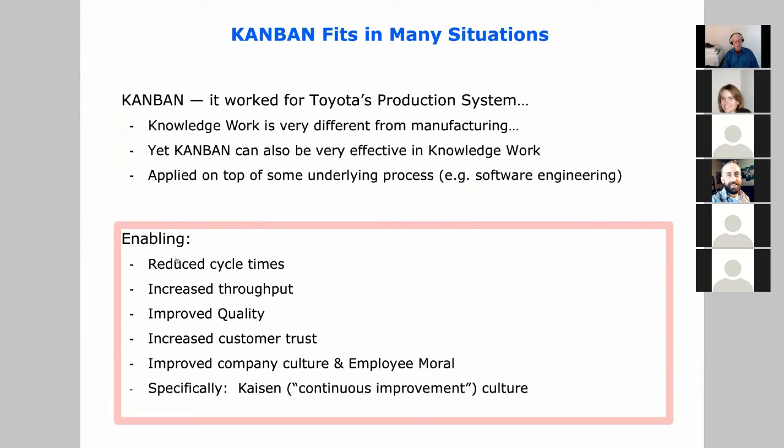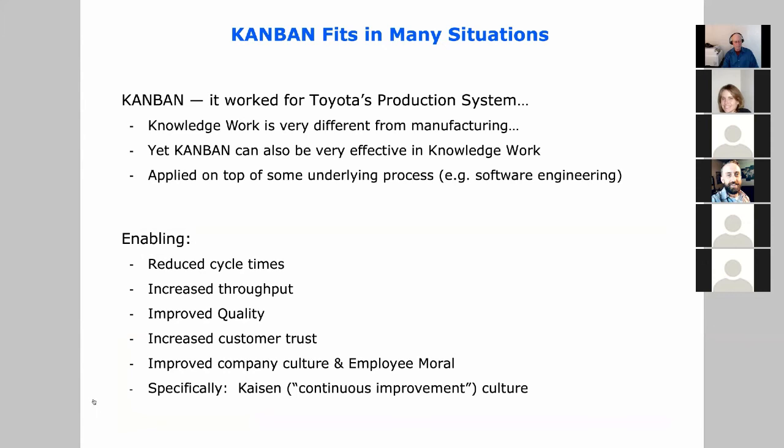So it's going to help you reduce cycle times, increase throughput, improve quality, and all of this will lead to increased customer trust. And this can really help improve overall company culture and employee morale. And there's this Japanese word Kaizen, which apparently means something along the lines of continuous improvement. And so it can help lead to that Kaizen culture of really actually not just lip service, but actually engaging in continuous improvement efforts at the company.